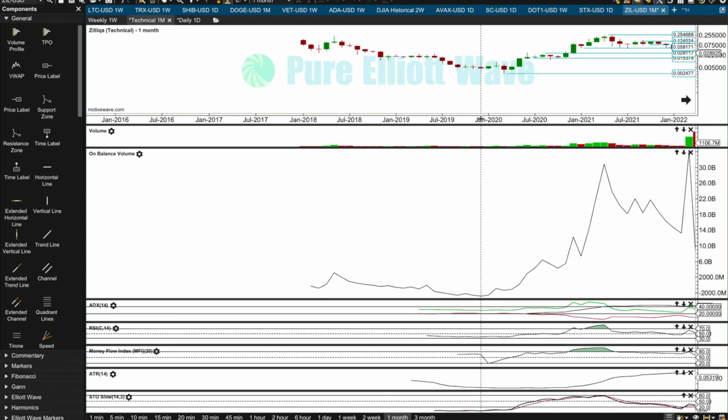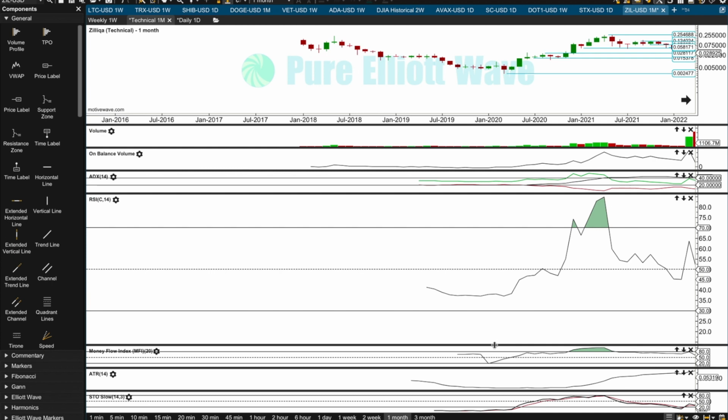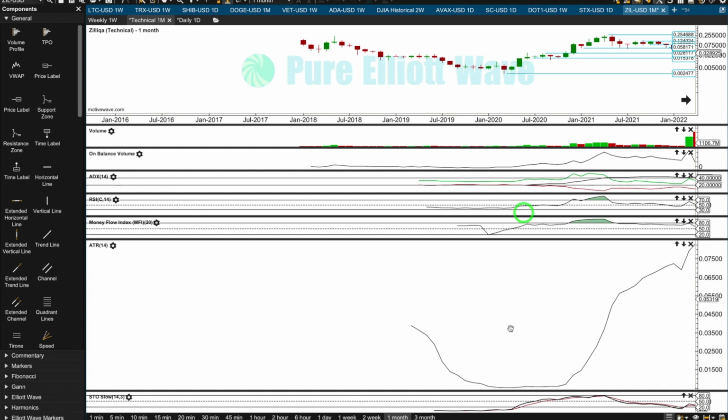The close 0.004474, the close 0.0038. So price closed lower, on balance volume was higher. There's some bullish divergence here. ADX hadn't caught up with the trend. RSI didn't reach oversold. Money flow index did reach oversold on this. The close 0.005902. Money flow is higher, price is lower. There's bullish divergence between money flow and price and on balance volume and price.